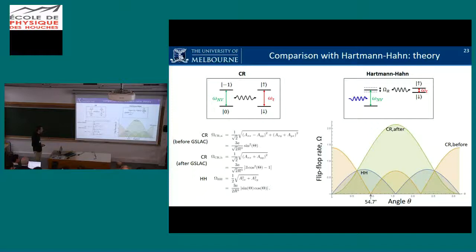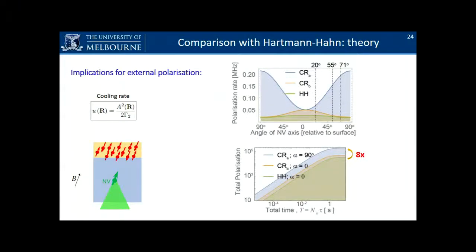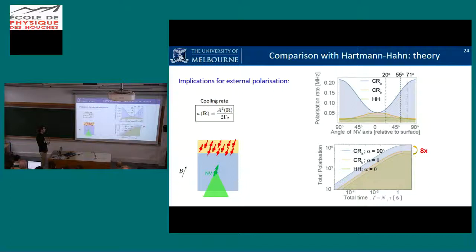quantization axis. And we find that Hartmann-Hahn, which is in blue here, is always lower than one of the two cross-relaxation, lab frame cross-relaxation. And of course, the after-glass-slack is the strongest. And by some factor, which is factor 2, 3 here. But remember, in the strong dephasing case, the interaction strength is actually the square of that. And so yeah, the cooling rate is A squared on 2 gamma 2. We have the same gamma 2 in the two processes.